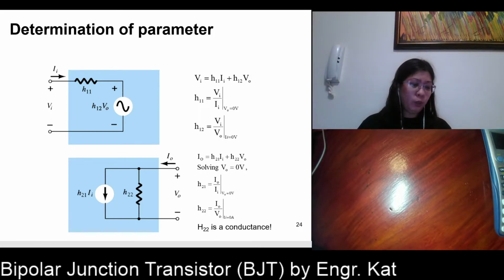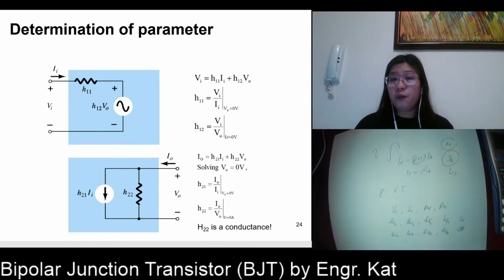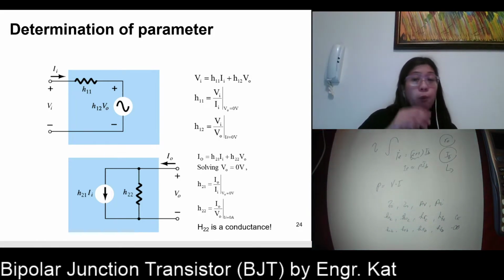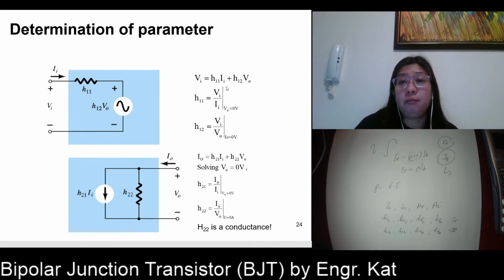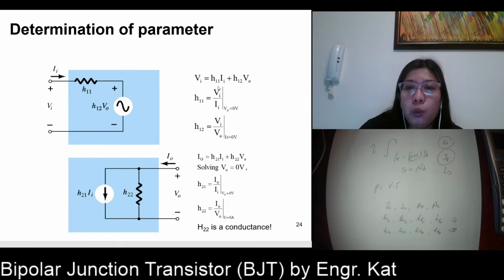So how are you going to turn off your VO? Usually we short it. Okay, so we short your VO. If this is shorted, that will leave us with H11 equal to VI divided by I input. So voltage divided by current, what is this, class? This is a resistance. So therefore, H11 is a resistance.